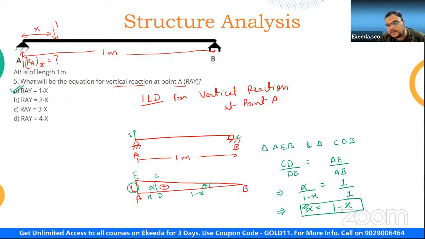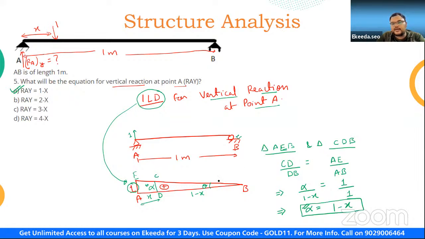If anybody has any doubt in how I have solved this, I will tell you the approach. First I have drawn the influence line diagram, the ILD for vertical reaction at point A. This is the diagram. Now I have to determine the value at any distance x, so at any distance x I have taken the value alpha. Now I need to determine this alpha. How to determine this alpha? Very simple, by simply using the concept of similar triangles, right?